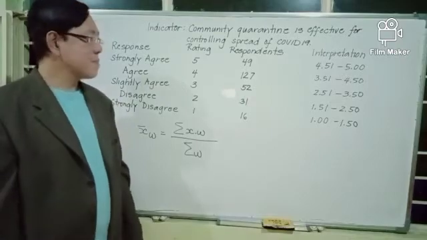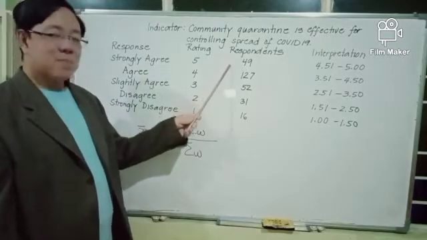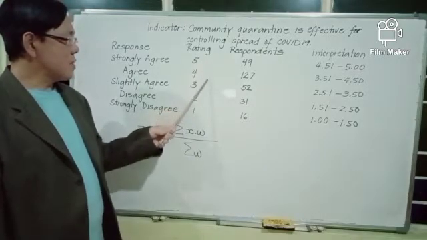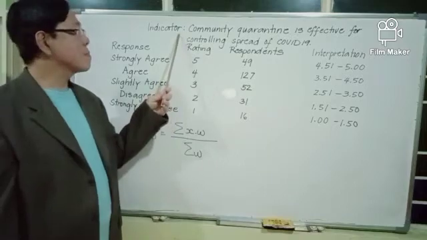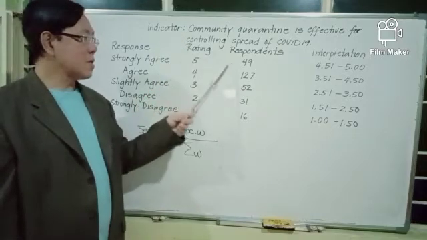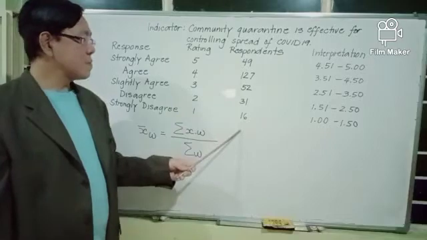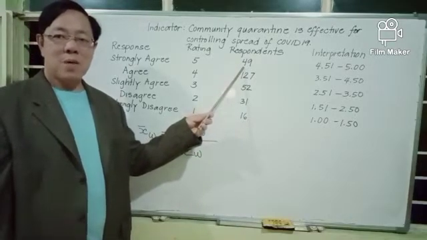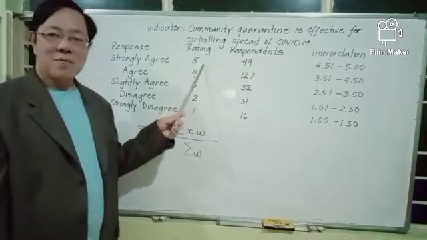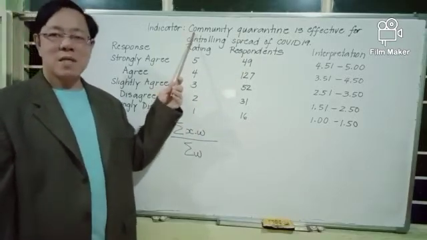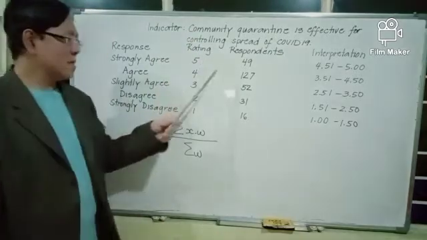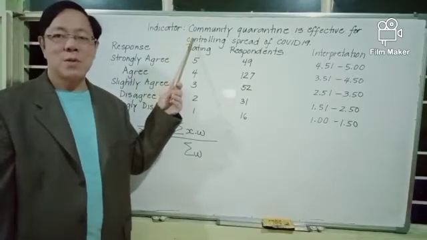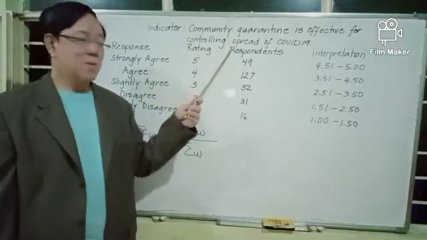And the number of respondents that give each of these ratings to this particular indicator is given in this column. 49 means that 49 of the total number of respondents gave a rating of 5 to this particular indicator, which means that these 49 respondents strongly agree that community quarantine is effective for controlling spread of coronavirus.